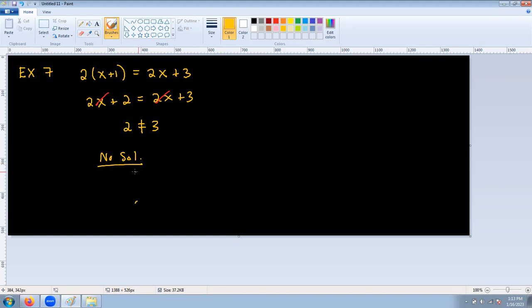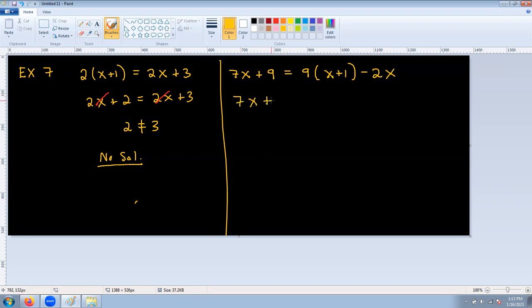I think they got more. Let's see here. Oh, yeah, this one's interesting, so we'll do this one. We have 7x plus 9 is equal to 9 times x plus 1 minus 2x. So we have 7x plus 9 is equal to 9x plus 9 minus 2x. Let's see what's going to happen. The 9's are going to go away. 7x is equal to 9x minus 2.